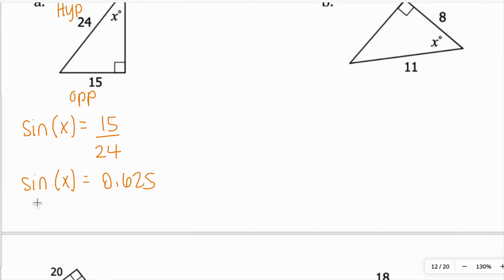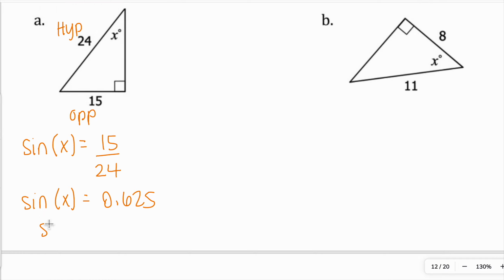And then here's where I take my sine inverse. I'm going to do sine to the -1, and then in parentheses I'm going to write that 0.625. On your TI-30, you probably could just type in 15 divided by 24. So let's do shift or second, sine to the negative first of 0.625, and you should be getting about 38.7.